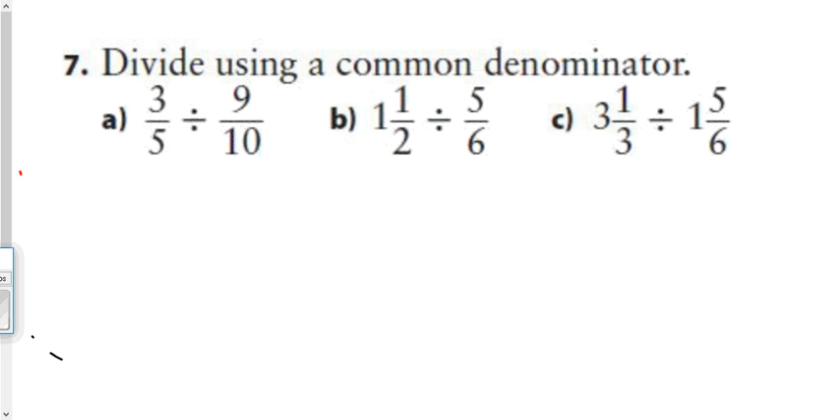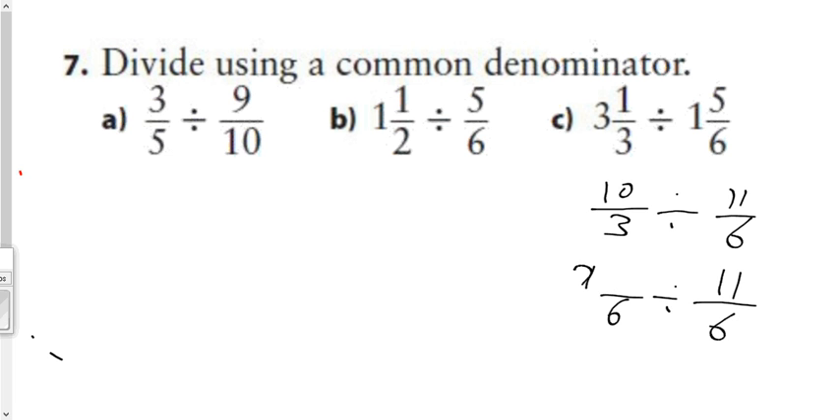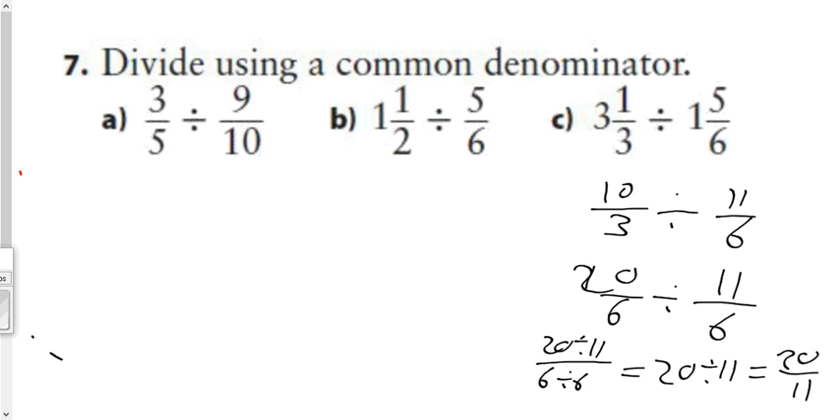Question 3, we have two mixed fractions. So if we use improper fractions, we have 10/3 divided by 11/6. In this particular question, our common denominator will be 6. And we will have 20/6 divided into groups of 11/6. Divide the numerators, divide the denominators. You have 20 divided by 11, which is equal to 20 over 11, which is equal to 1 and 9/11.